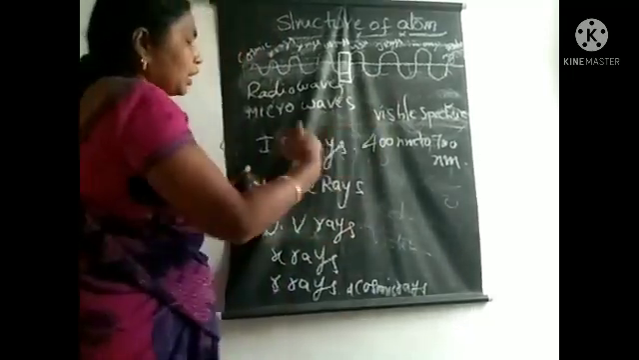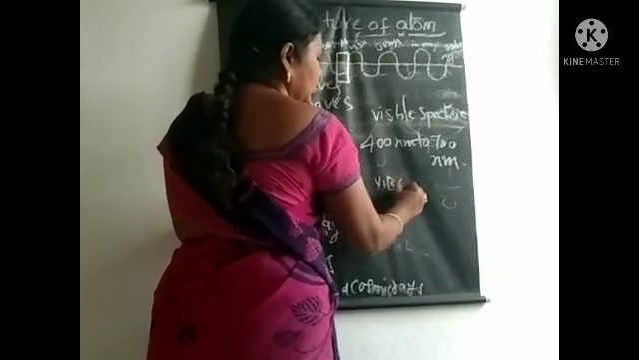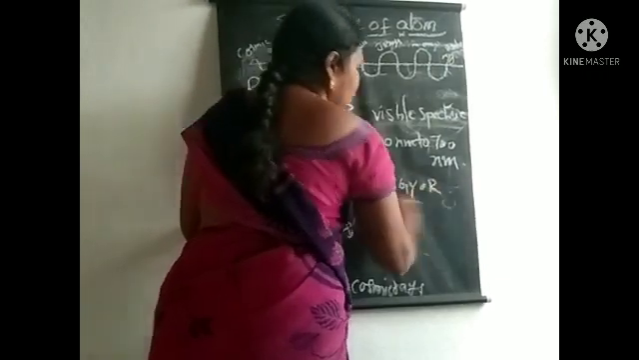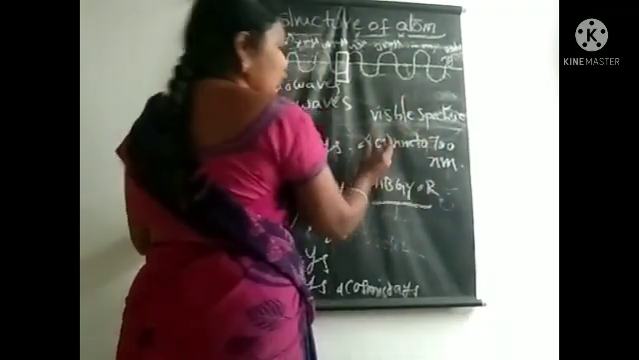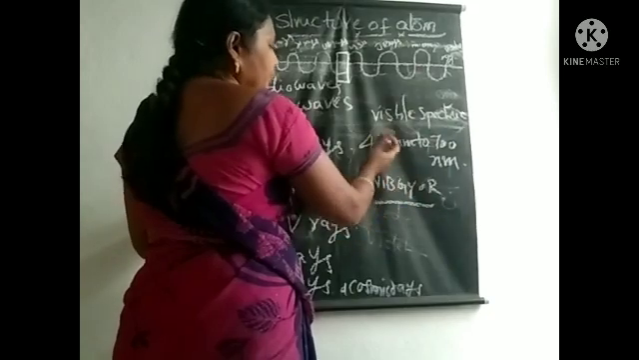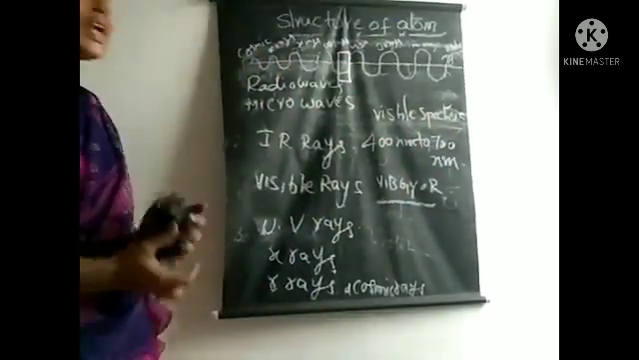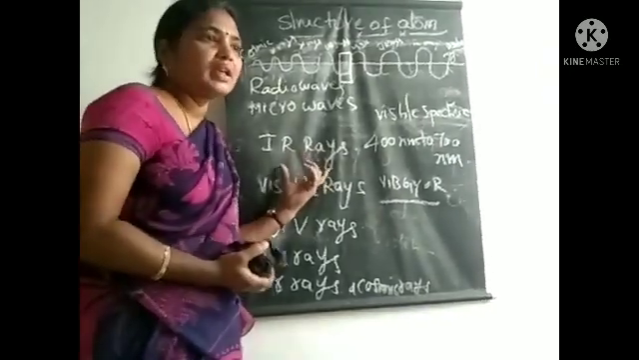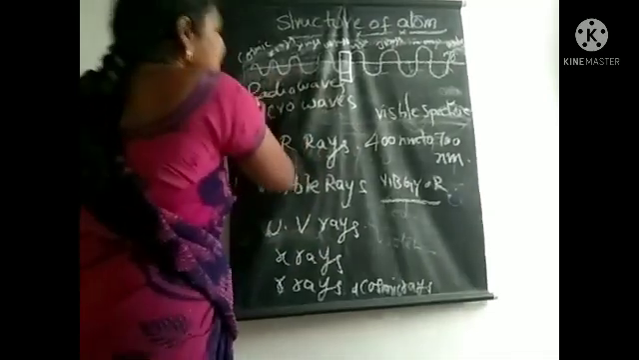We are seeing colors, and all colors lie between these values, 400 to 700. Okay children, are you able to follow me? Next, another interesting topic on this.